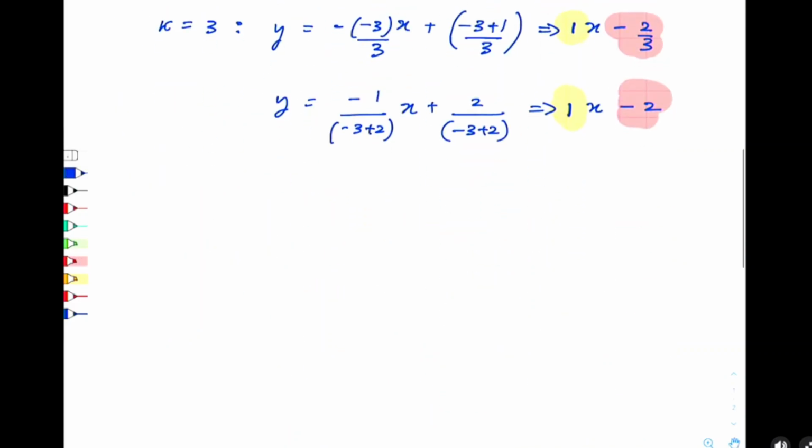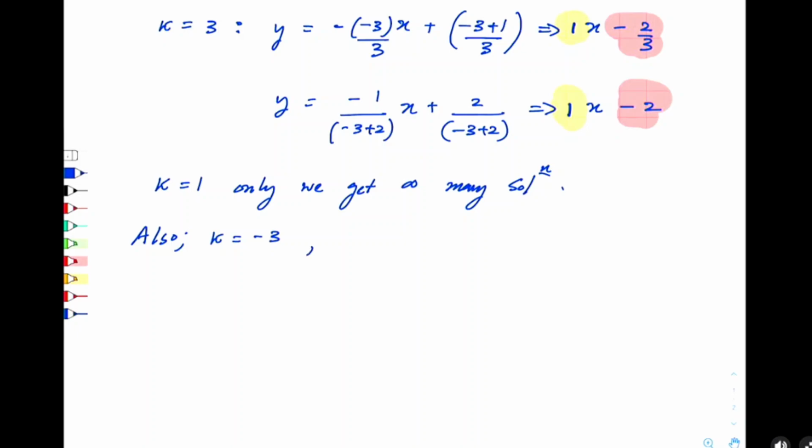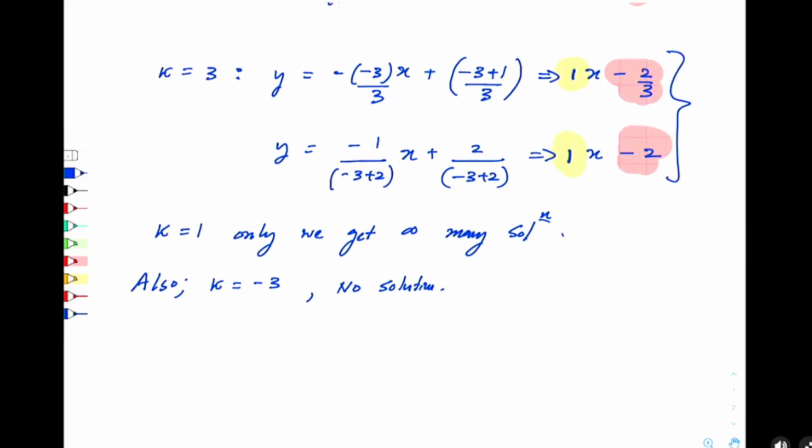So what we do: when k is equal to 1, only then we get infinitely many solutions. Also, when k is equal to minus 3, what do you get? No solutions. Why no solutions? Because this system tells you that these two are parallel to each other. Why? Because your y-intercepts are different. So they are parallel, right? So that's it.